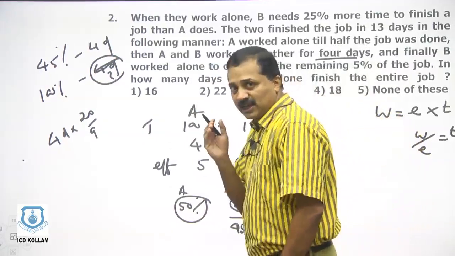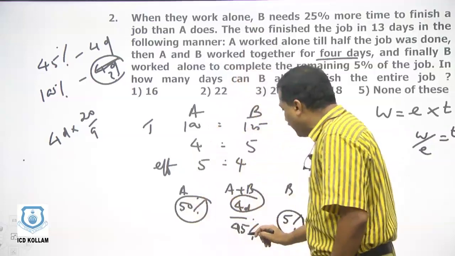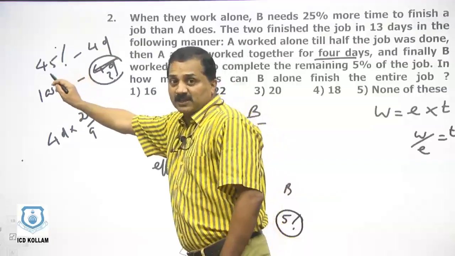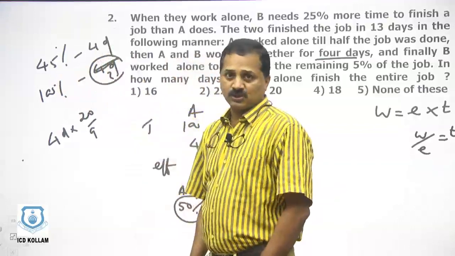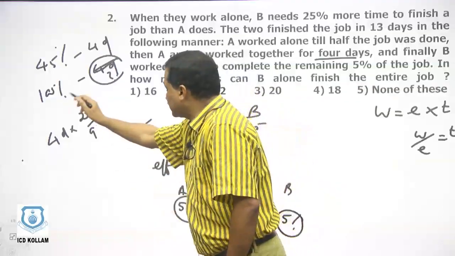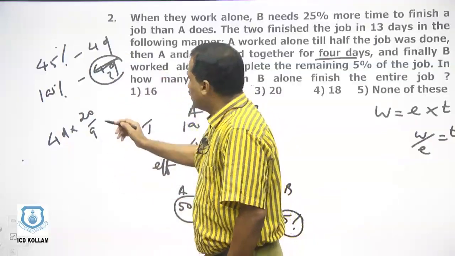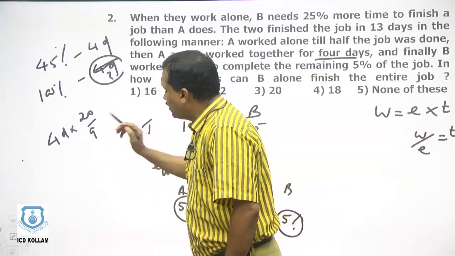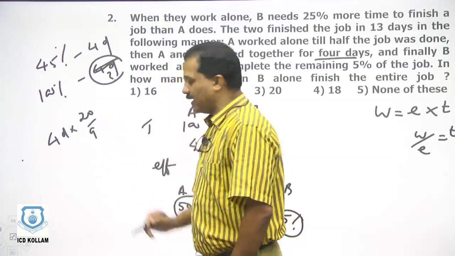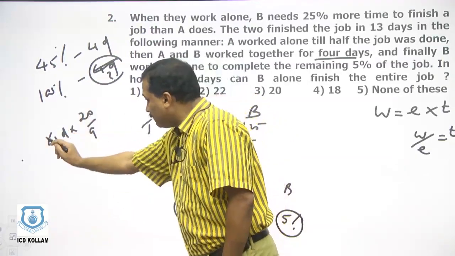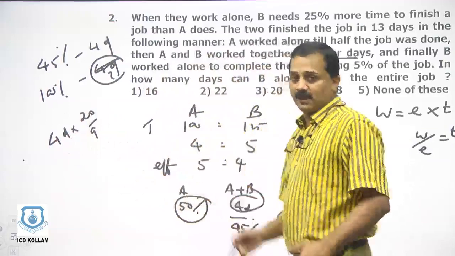How did we get this? I shall explain once again. To do 45% of the work, A and B took 4 days. So to do the full work, 100%, how many days? 4 days into 100 by 45, 20 by 9. So this is the time taken by A and B.